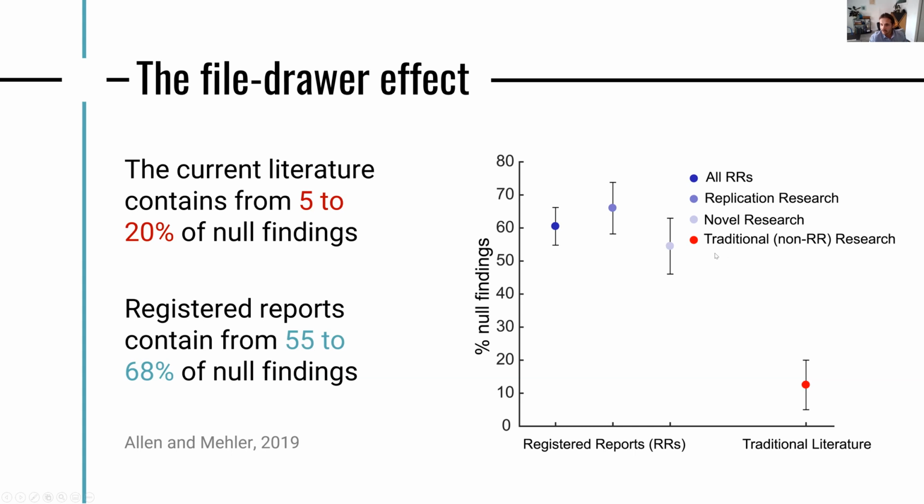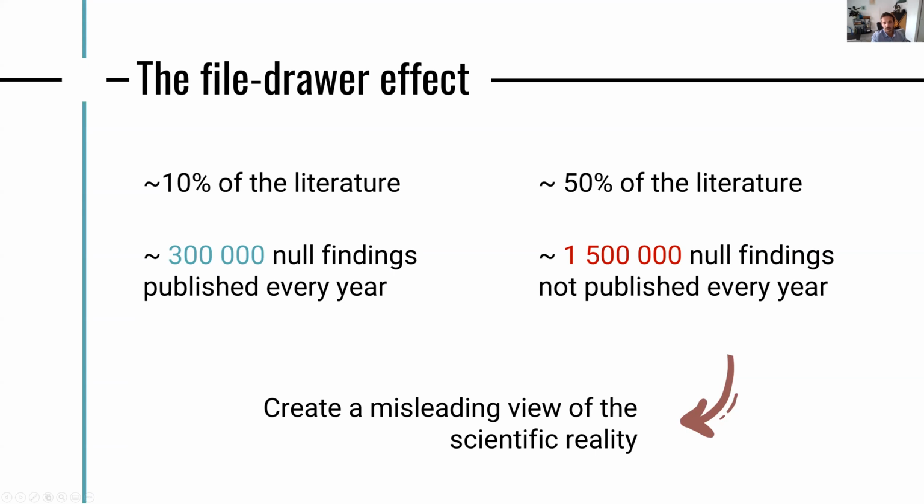And so, okay, it's a percentage, but how much does that represent exactly? If we take the current literature, on average about 10% of it is null findings. This represents actually 300,000 null findings published every year. But we also know from what we have just seen on the slide before that we are lacking, let's say, a good 50% of the experiments. And so this means that we have at least 1.5 million experiments with null findings which are not published every year and which are buried in the researchers' drawers. And this is quite problematic, as it creates a misleading view of the scientific reality.